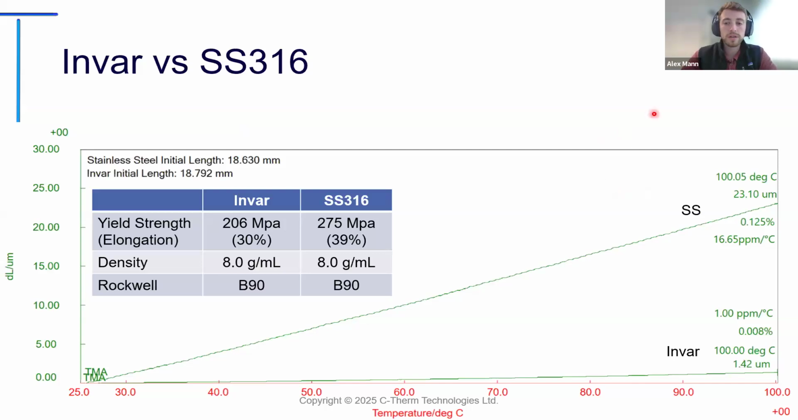While speaking about Invar, here we have the comparison of two nickel alloys, stainless steel and Invar. They're both nickel iron alloys, comparable strength, same density, same hardness. But as you can see here, the stainless steel expands around 16 times more than the Invar, which has a CTE of 1.